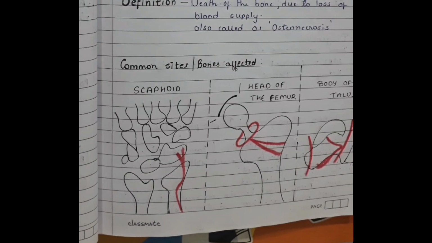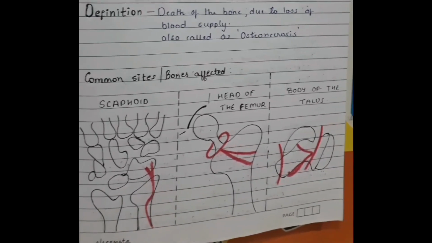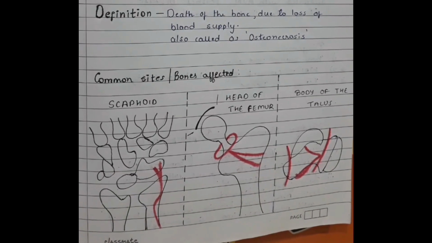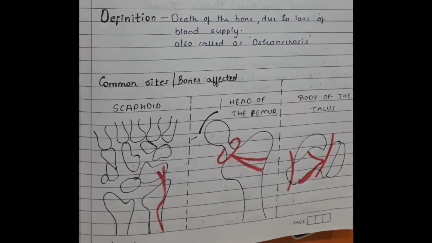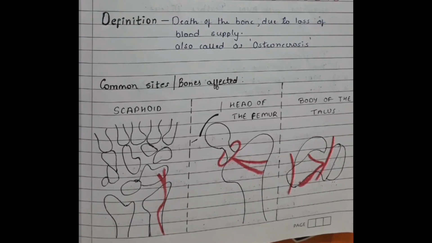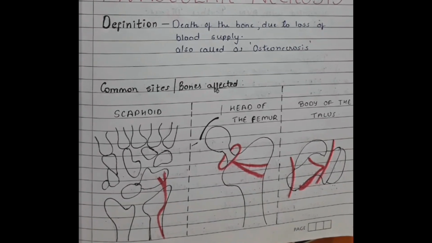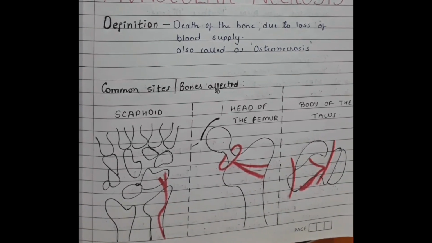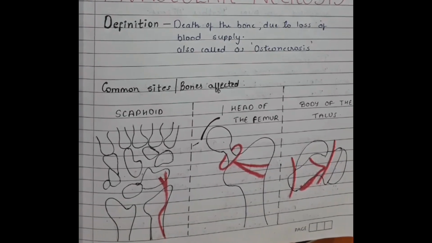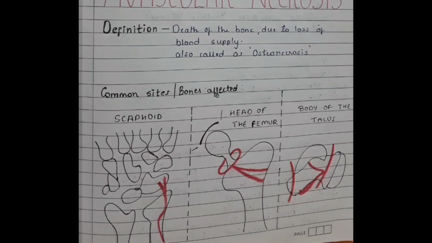Now, the most common bones affected, or the most common sites for avascular necrosis. First, we have the scaphoid bone. The two major blood vessels which supply the scaphoid bone are the volar branch and the dorsal branch of the radial artery. The volar branch supplies 20 to 30% of the blood and the dorsal branch supplies about 80% of the blood.